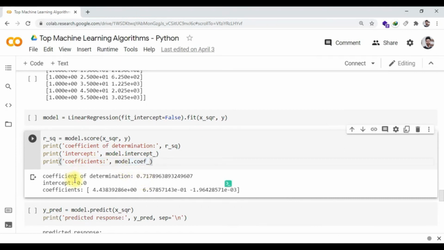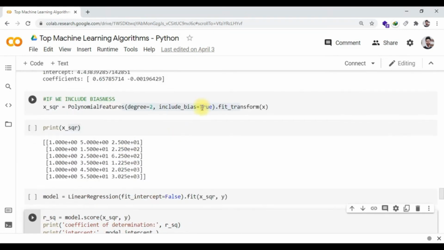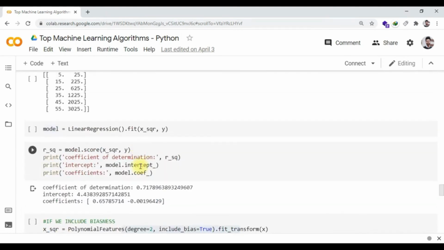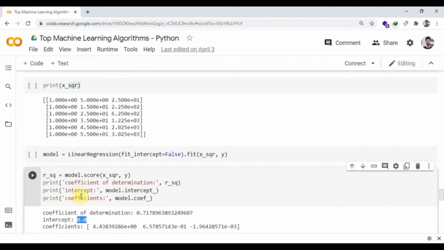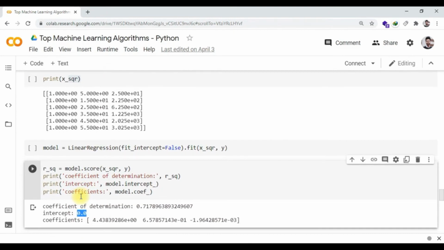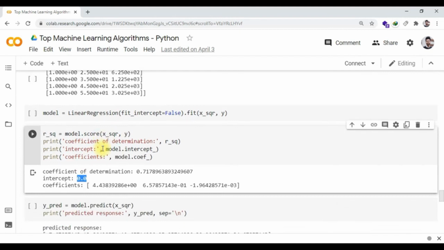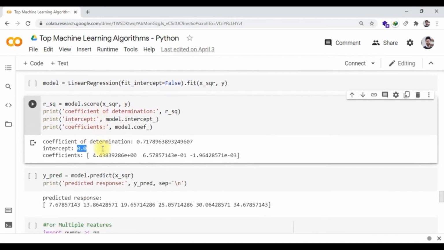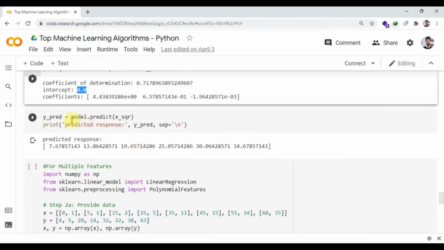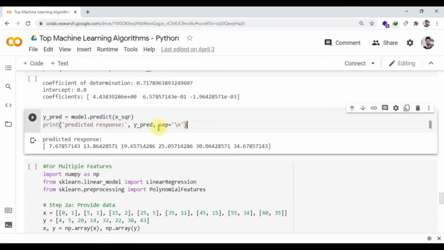You can see that the intercept is 0 when the bias is true, but when the bias is false, the intercept is there. So play around with these things, and you can get the correct model and correct weights. Here you can also predict these values, like I predict for the x square and get all the values here.